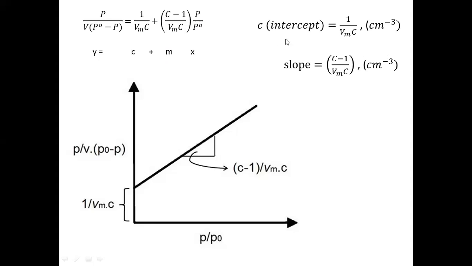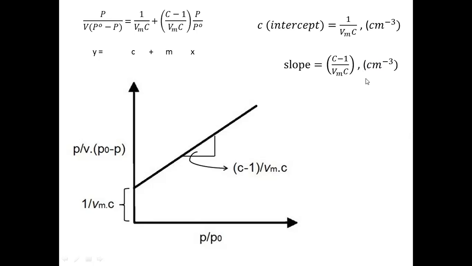So these are written over here. Intercept will be 1 over VmC and slope will be C minus 1 over VmC, and all units will be equal to cm minus cube, or it may be per centimeter cube, or per decimeter cube or per meter cube. It depends on what unit of volume you are using.